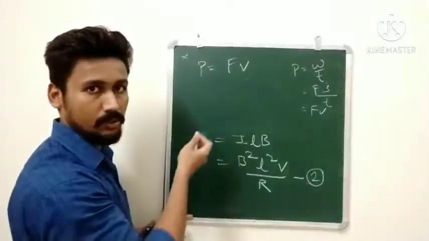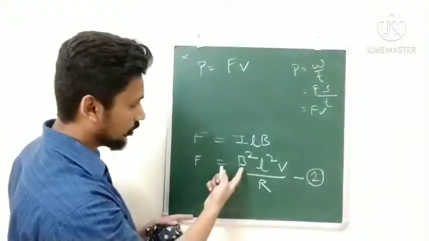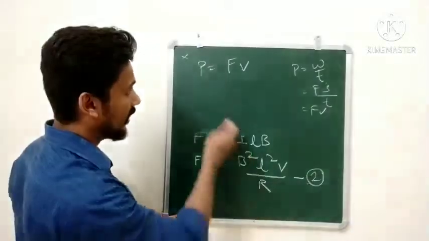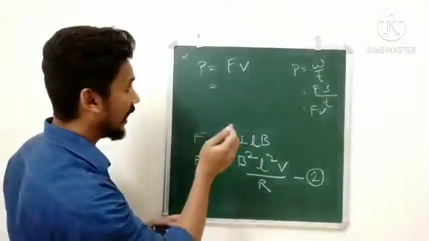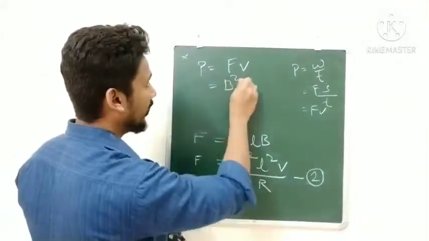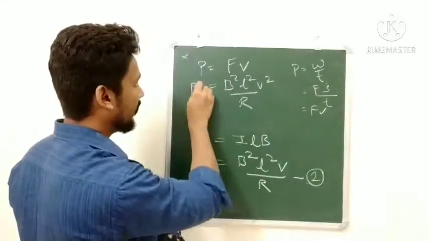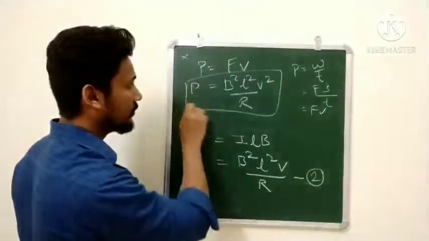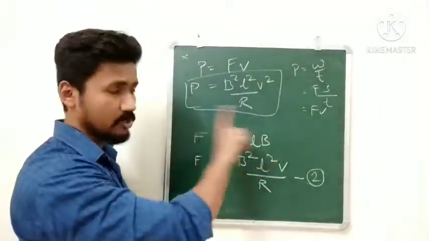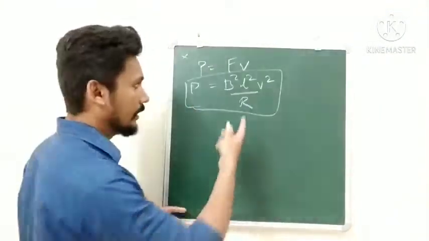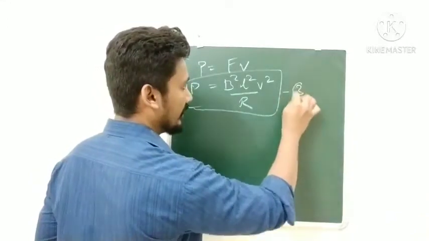So power is equal to force into velocity. So force is how much? B square L square V by R. So therefore we will get this as B square L square V square upon R. Okay, that will be the amount of power that will be dissipated when you move the rod. Let us call this equation number 3.